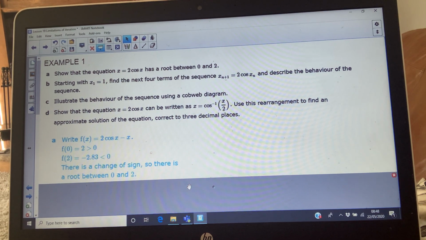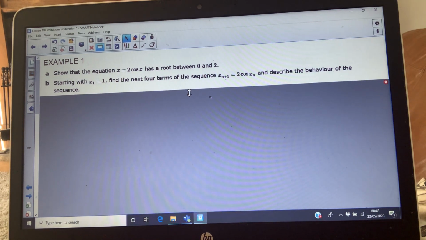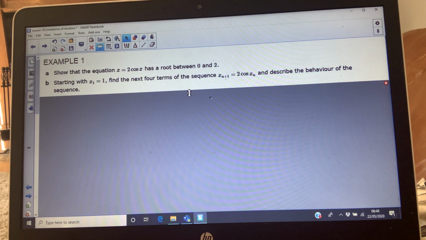Done. Let's now go back to B. Starting with your first iterate equaling 1, find the next 4 terms in that sequence using that iteration sequence, and describe the behaviour of this sequence.